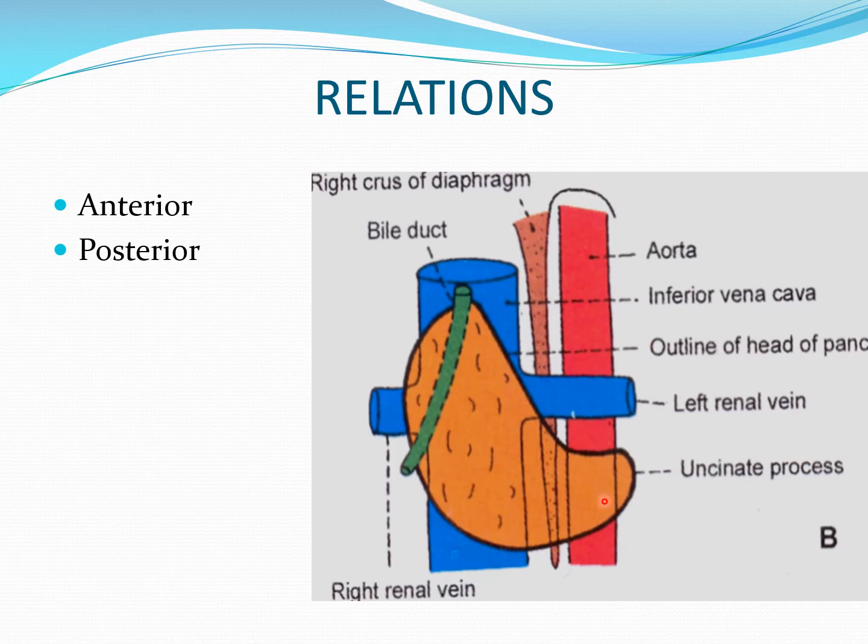You see this diagram, this one is the uncinate process. Here posteriorly there is the right renal vein, left renal vein. This one is the bile duct, right crus of the diaphragm, aorta and inferior vena cava. This one is the posterior relation of the head of the pancreas. The uncinate process is anterior to the superior mesenteric vessels and posterior to the aorta. So this one is the aorta, related posterior to the uncinate process.